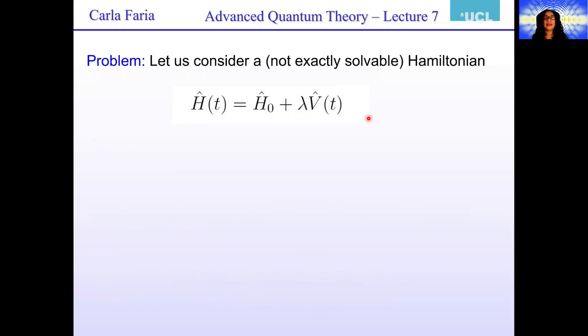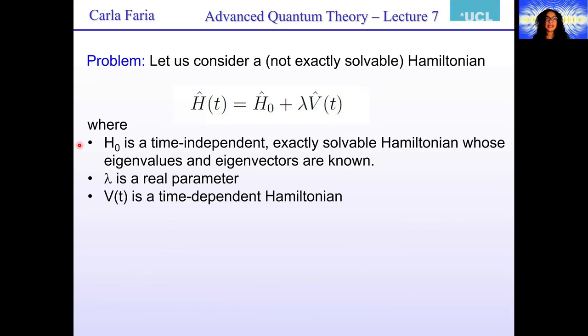So let us consider a Hamiltonian that we cannot solve exactly, composed of this Hamiltonian H_0 plus lambda V(t), where this is going to be our perturbation. So we have a time-dependent Hamiltonian. Here we have H_0 that is time independent plus this term, which is not going to be dominant in our case. So H_0 is exactly solvable. We know its eigenvalues, we know its eigenvectors. Lambda is a real parameter, which can be made arbitrarily small if you need to expand things. We're going to see this soon. And V(t) is a time-dependent Hamiltonian.